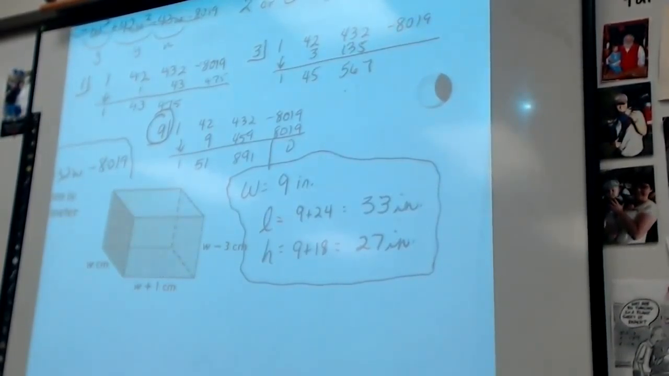Now, we can double check and make sure that's right. Do 9 times 33 times 27 real quick. Do length times width times height. What should you end up with? What was our original volume that was given to us? 8,019. Did we get 8,019 when you do 9 times 33 times 27? Yes.